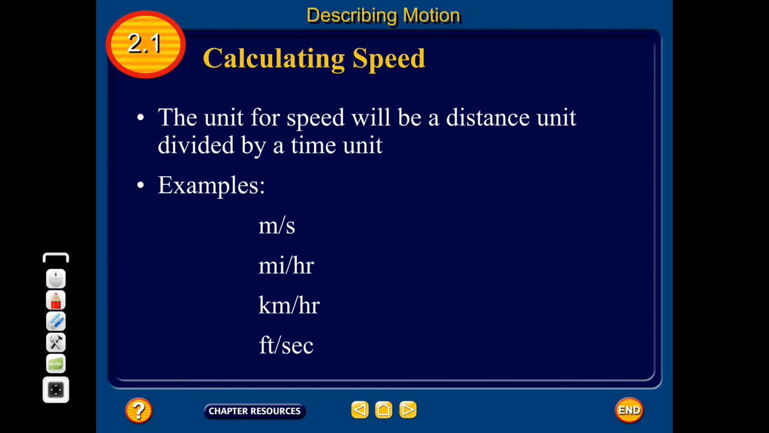Again, the unit for speed can be a lot of other things. In our everyday use, we're used to miles per hour. But it just has to be a distance unit divided by a time unit. We will primarily use meters per second in physical science. But again, any speed can be calculated by doing distance over time.